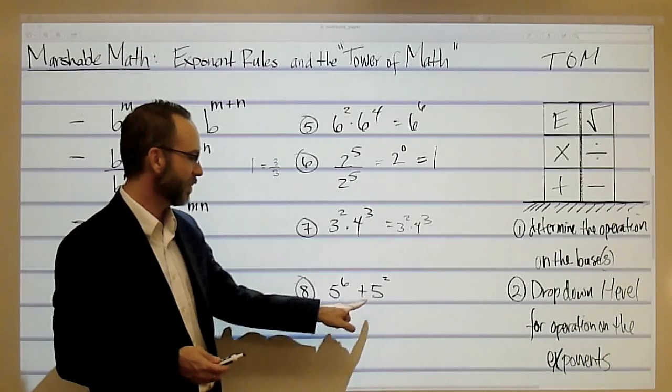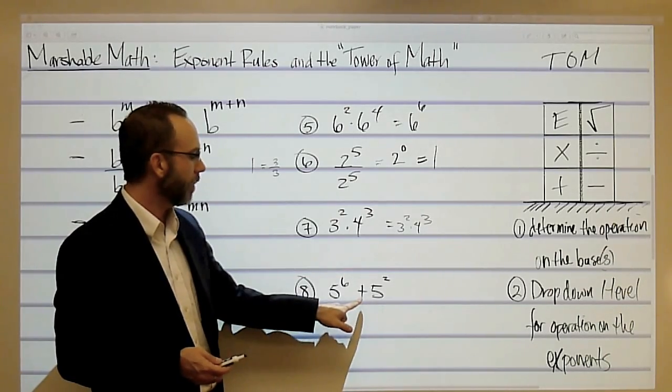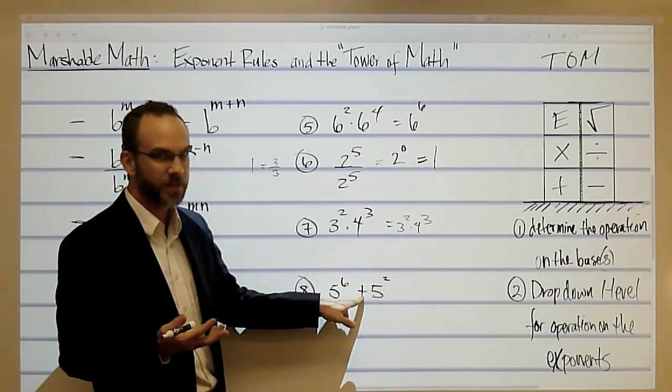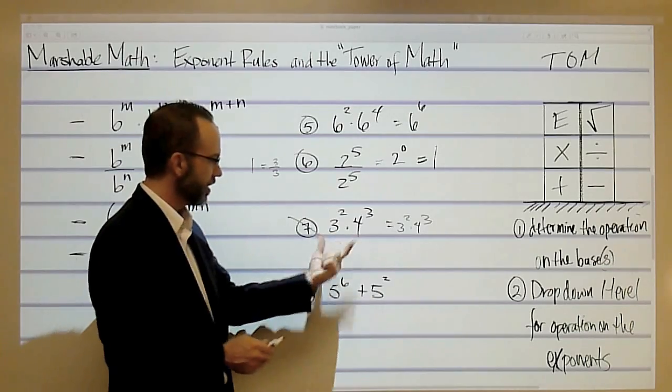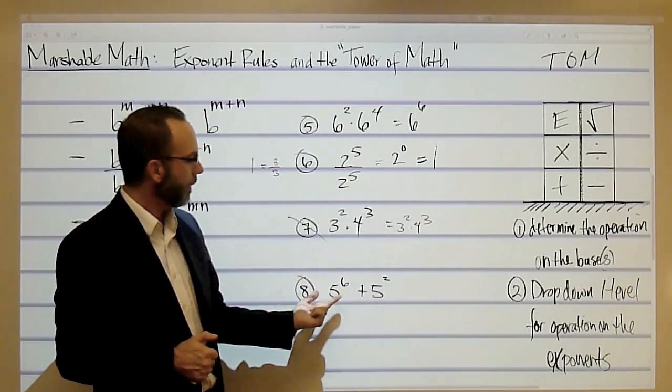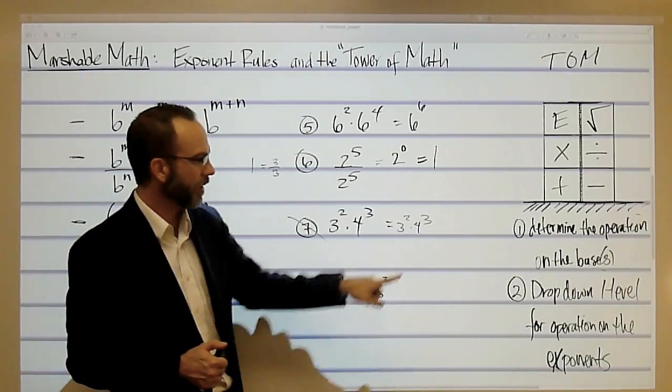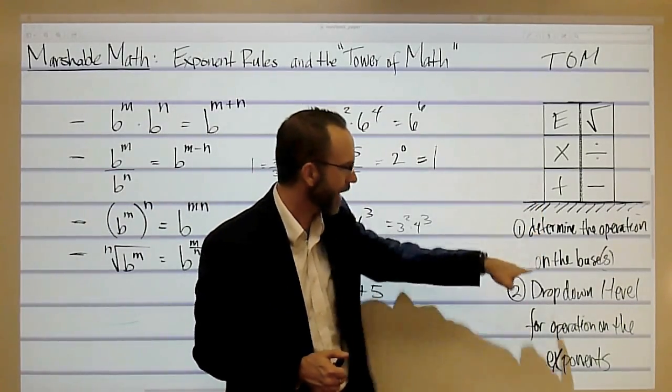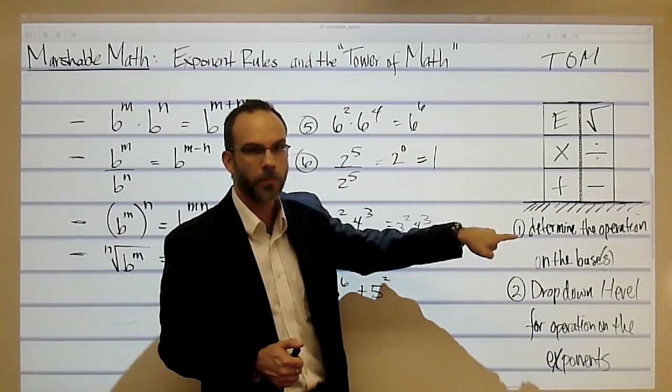Okay, 5 to the 6th plus 5 squared. What am I doing with my operation on my bases? Remember, the bases have to be the same. That was the problem with this one. The bases weren't the same. What's the problem with this one? Well, if my operation on my bases is add, I'm going to come over here to the Tower of Math and I'm going to drop down a level. How do I do that?